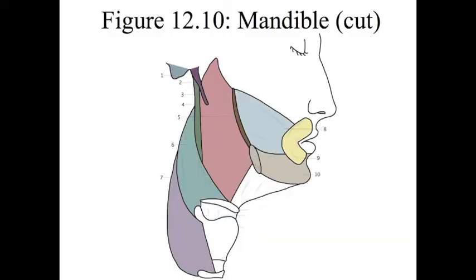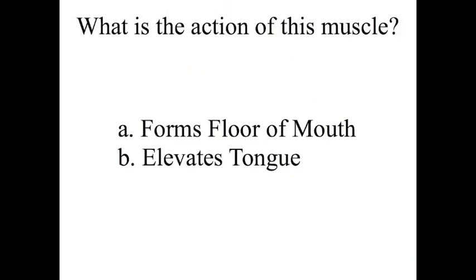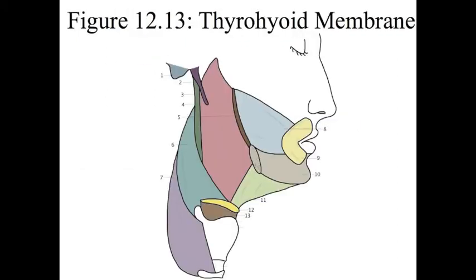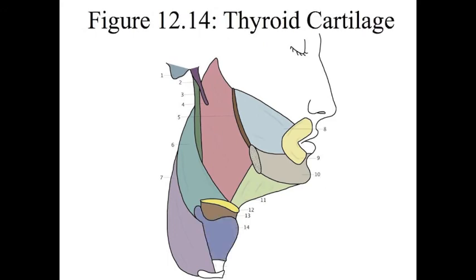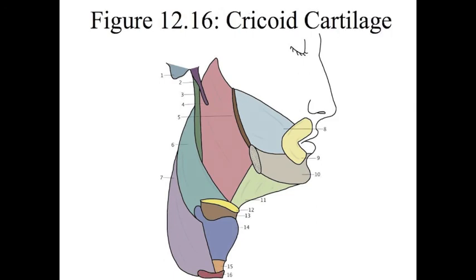Number 10 is the mandible, and it has been cut so we can see the muscles underneath. Number 11 is a muscle you know, the mylohyoid muscle. It forms the floor of the mouth and elevates the tongue. Number 12 is the hyoid bone. Number 13 is the thyrohyoid membrane. Number 14 is the thyroid cartilage. Number 15 is the cricothyroid membrane, and number 16 is the cricoid cartilage.